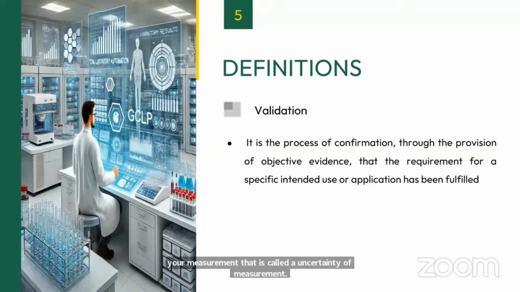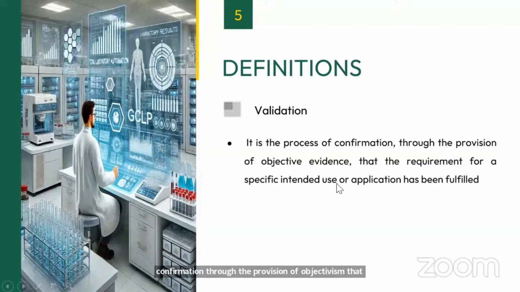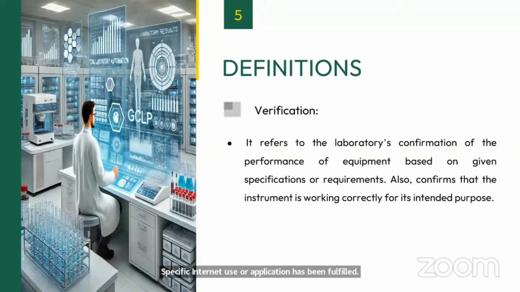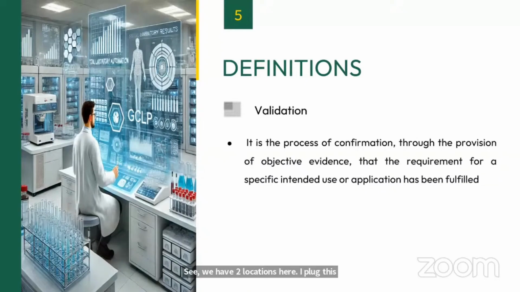The next part is the validation definition. It is the process of confirmation through the provision of objective evidence that the requirement for a specific intended use or application has been fulfilled. Now you have to see, we have two definitions here. I will club both definitions together, validation and verification. So what is validation? It is the process of confirmation through the provision of objective evidence that the requirement for a specified intended use or application has been fulfilled.